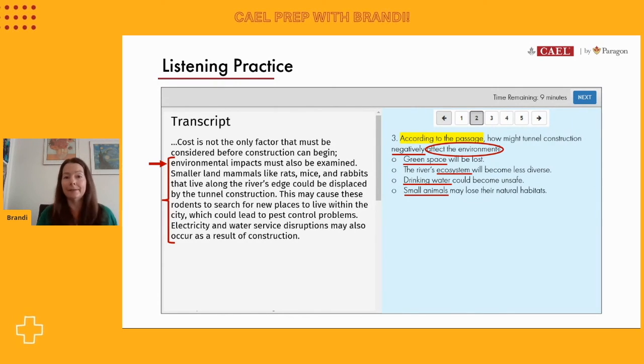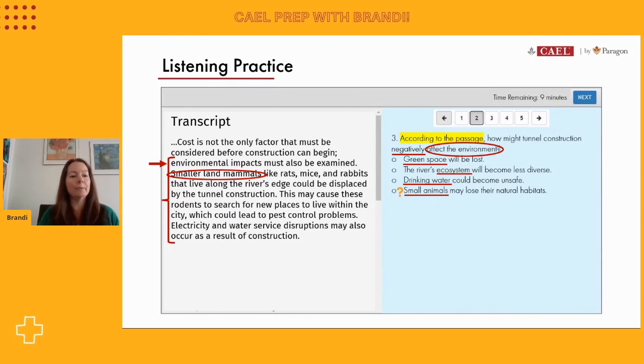So again, we continue to listen from that point forward. And as soon as the environment is introduced, we get this notion about smaller land mammals. So right away, you're looking at your answer choices, and you can see that small animals are discussed in answer choice D. So the idea in D talks about these animals losing their natural habitats, losing their homes. And again, we look back at our transcript there, and we heard the speaker tell us that these smaller land mammals, like rats, mice, and rabbits that live along the river's edge, could be displaced by the tunnel construction.